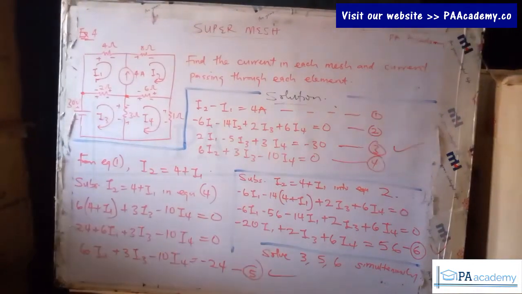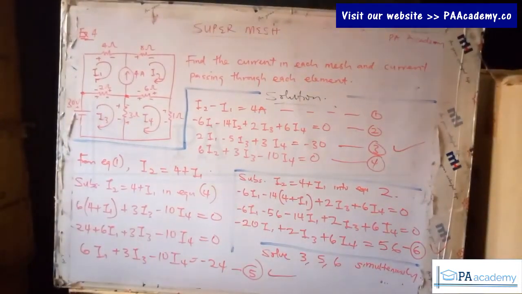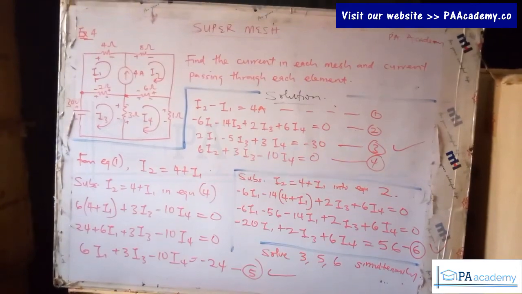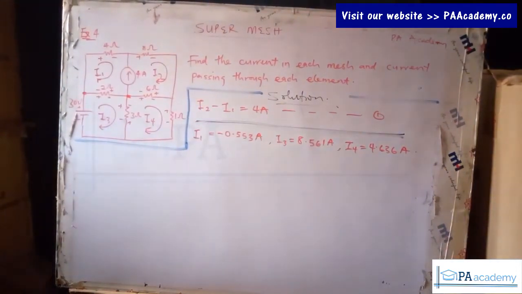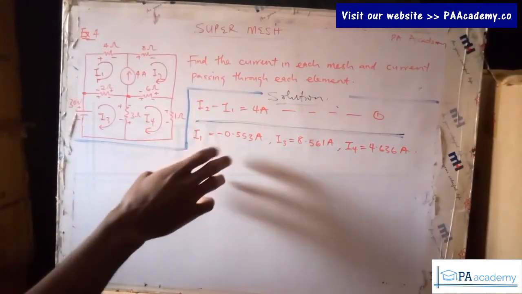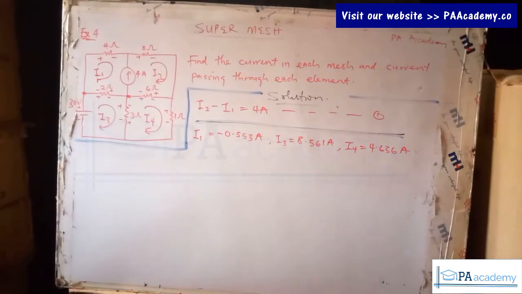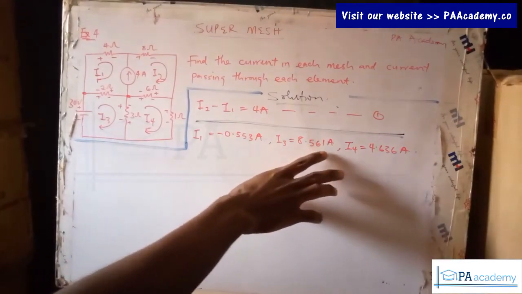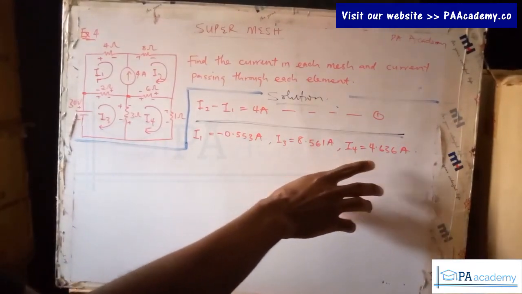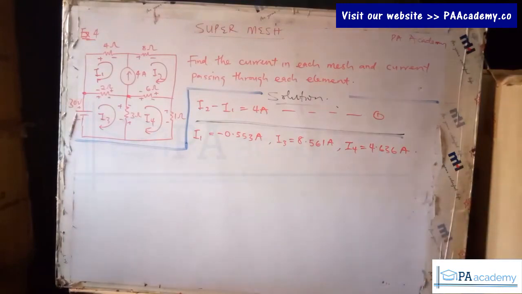You might want to write this down before I clean it off because of space. Alright, if you solve those three equations, equations 3, 5 and 6 simultaneously, you're going to get I1 to be minus 0.553 amperes, I3 to be 8.561 amperes, and I4 to be 4.636 amperes. The reason I didn't show it is just to save time, and I've also demonstrated how to do that with your calculator in the last two examples. I want to believe you're able to get that concept, or you can even solve it using the substitution or elimination method.